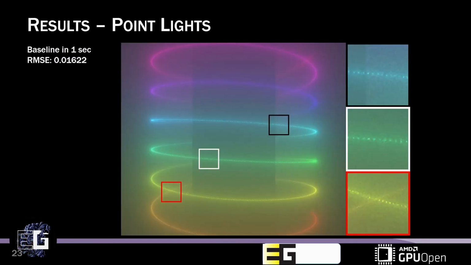Let's see the difference in more detail. This is the rendered image for baseline. And this is our method. As you can see, the noise is reduced quite a lot in our method, especially in the close-up images. Again, this is the baseline, and this is our method.